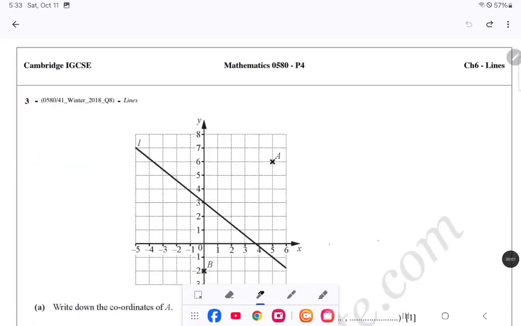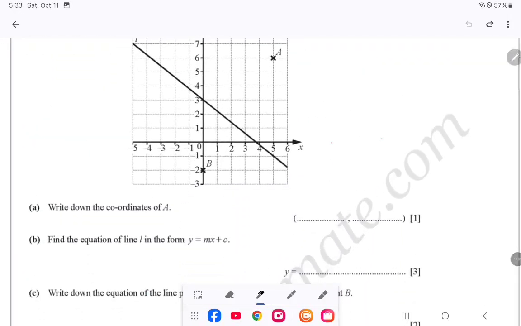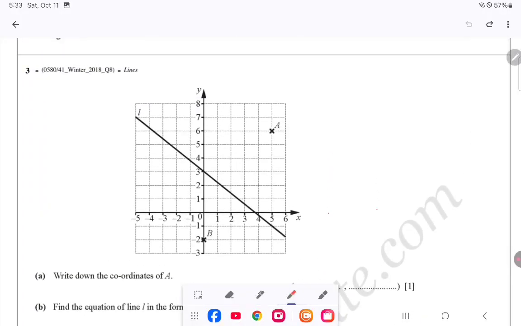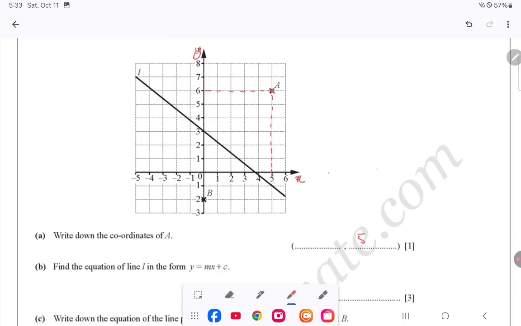Question number 3. A graph is given and in part A we have to write down the coordinates of A. The coordinates of A are represented by the cross sign at this point. This is our x-axis, this is our y-axis. On the x-axis it is touching the point 5, and on the y-axis it is touching the point 6. So x comma y, these are our coordinates of A.